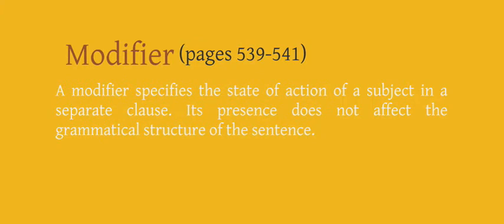You can have a modifier. The modifier specifies the state of action of a subject in a separate clause. Studying far into the night in an effort to ace the SAT. Okay? It doesn't tell you who or what is doing this. So you're missing something. This is covered as verbals in your text on 539 to 541.